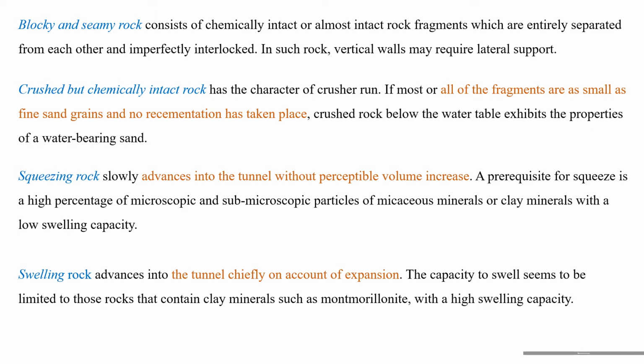Blocky and seamy rock consists of chemically intact or almost intact rock fragments which are entirely separated from each other. Crushed but chemically intact rock has all of the fragments as small as fine sand grains. No recementation has taken place. Squeezing rock slowly advances into the tunnel without a perceptible volume increase. Swelling rock advances into the tunnel chiefly on account of expansion.